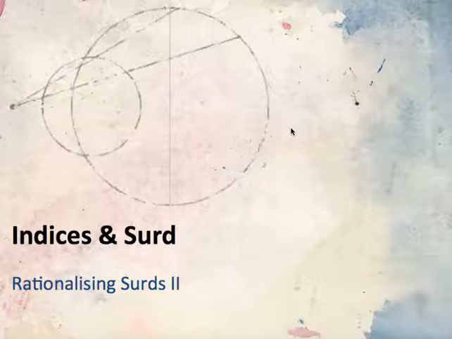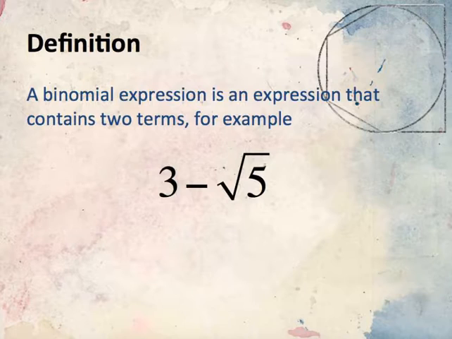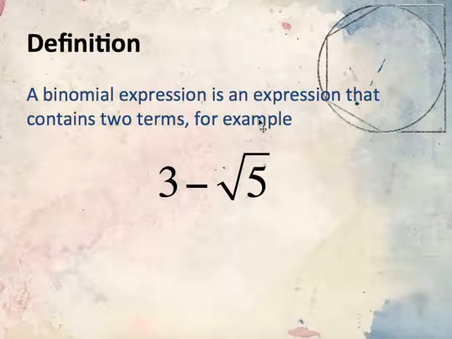In this lesson, for indices and surds, we are going to look at rationalising surds again. To start with, we need to define that a binomial expression is an expression that contains two terms. So here's one term, here's a second term. This makes this a binomial expression.